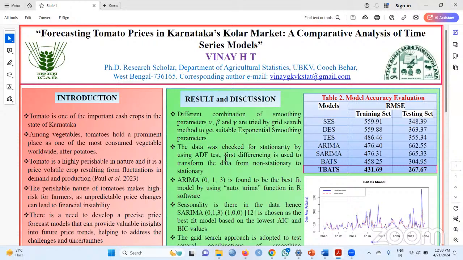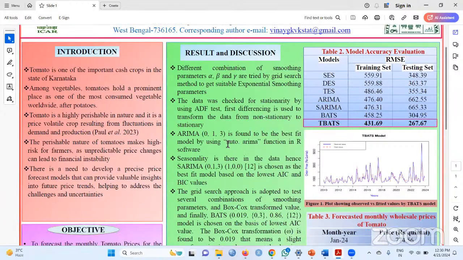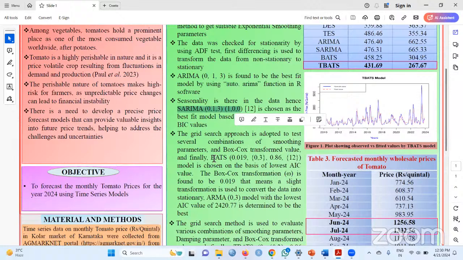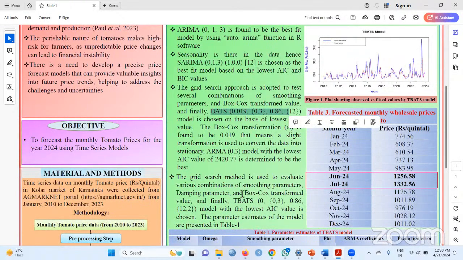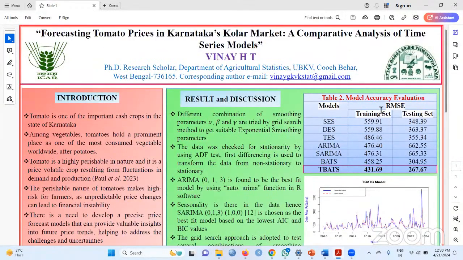In order to fit any time series model, we should know whether the time series follows stationarity or not. I used the ADF test to check the stationarity of the time series. And I took first differencing in order to transform the non-stationary data into stationary data. And I used auto ARIMA to find the particular parameters of ARIMA, based on grid search. I found these are the BATS parameters and this is the T-BATS parameters. And the accuracy of the models was calculated using RMSE criteria based on both training set and testing set.